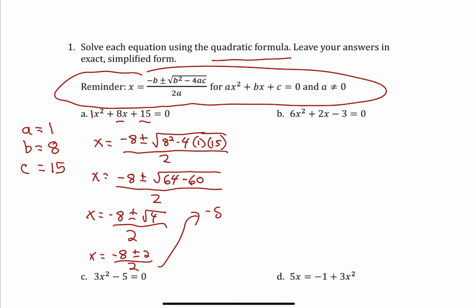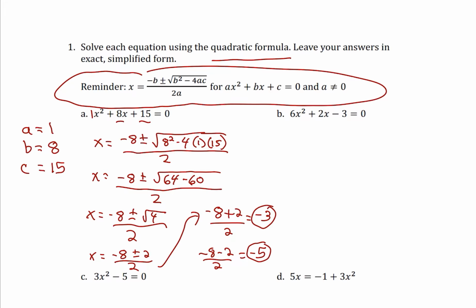So there's really 2 solutions here. -8 plus 2 over 2. And the other solution is going to be -8 minus 2 over 2. The first solution is going to be -6 over 2 or -3. So that's one of our answers, x equals -3. The other is going to be -10 over 2, which is -5. So the two values of x that would make this original equation true are -3 and -5.